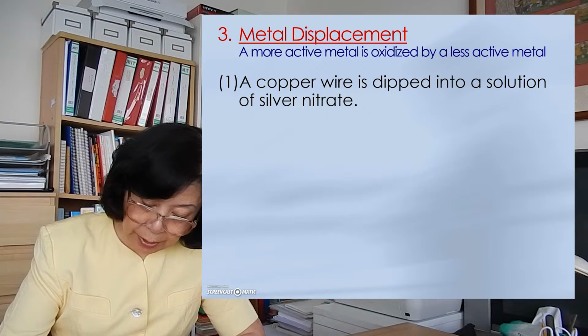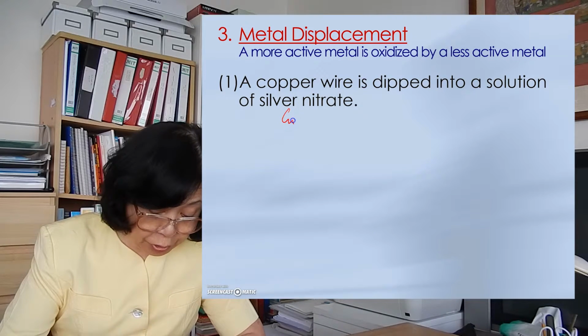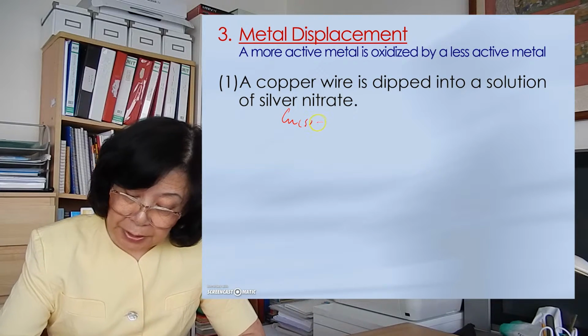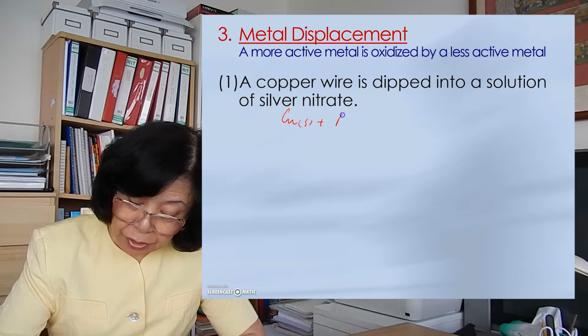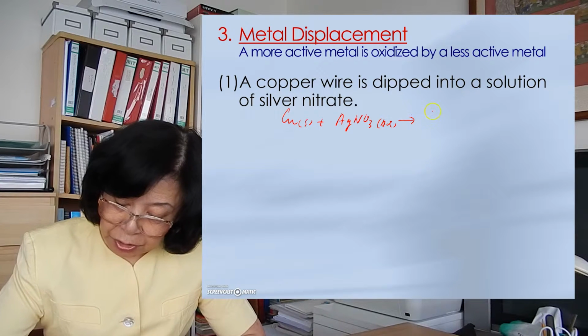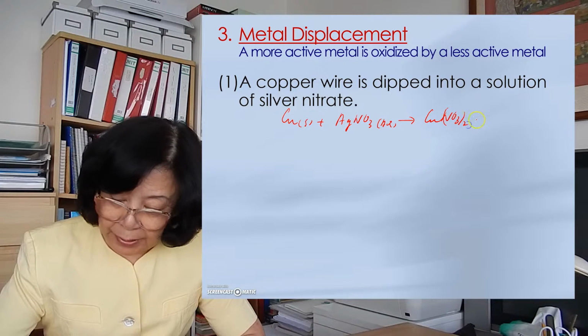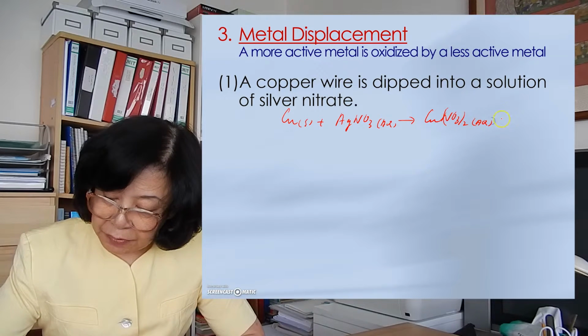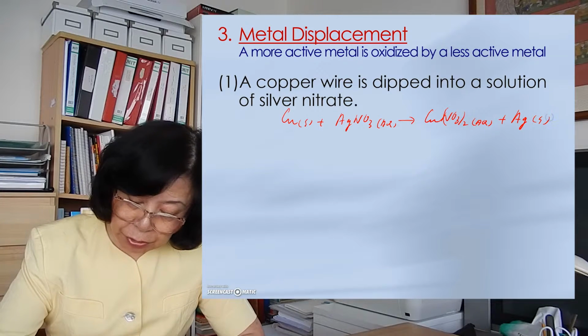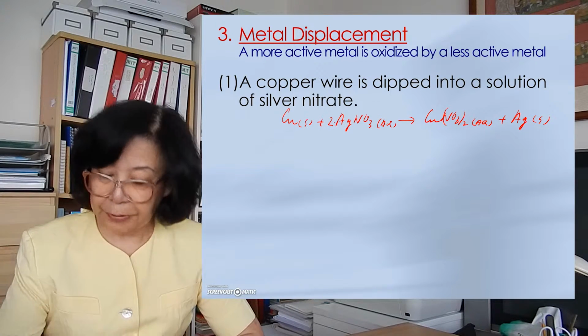So we have copper, which is a reddish brown metal, placed into the colorless clear solution of silver nitrate. Now the copper will be dissolved in the solution to form copper nitrate solution, and this is blue, and out comes the silver metal, which is silvery gray, and we balance with a 2 and a 2 here.